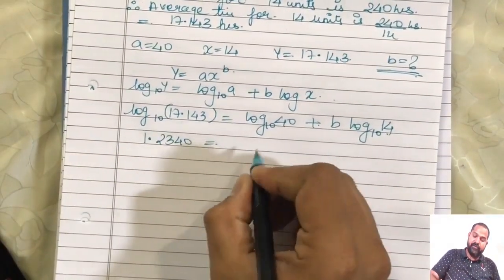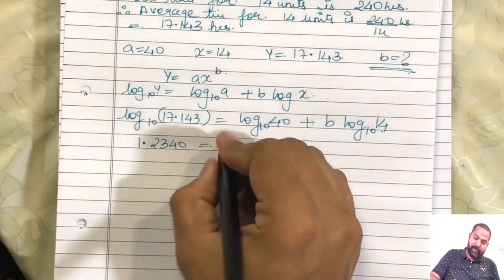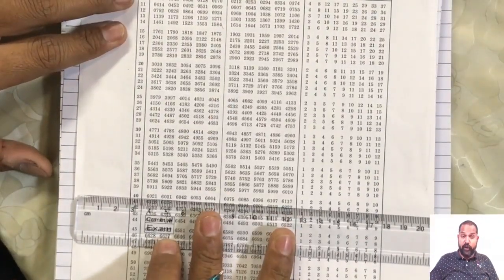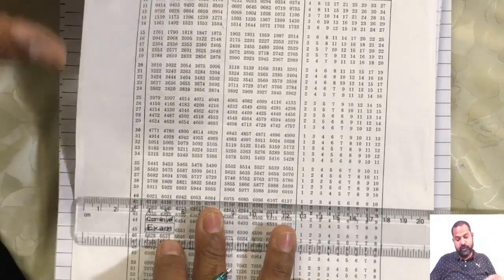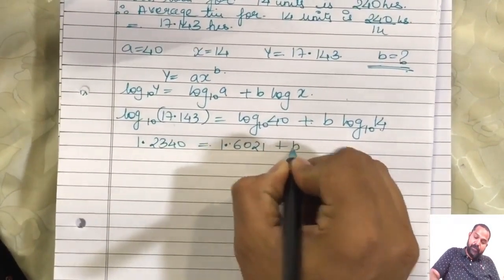1.2340 is log of 40. Two places before the decimal, minus 1 is 1 point. For 40, in 40 look for 0. In 40, 0 is 6021. That's your answer, 6021. Plus B.